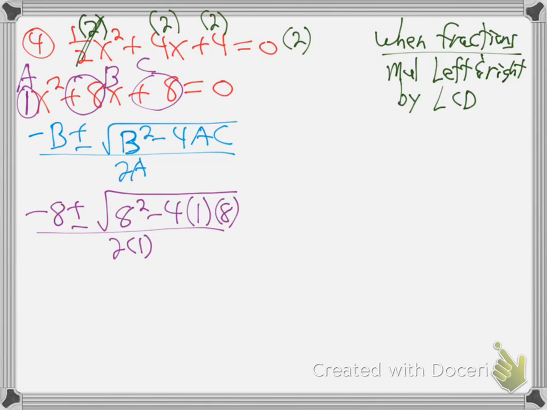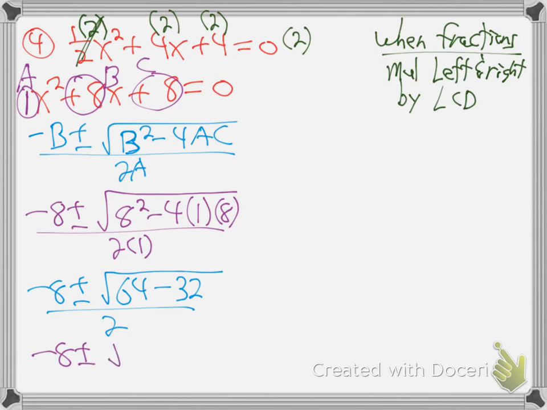Okay, next comes negative 8 plus or minus square root of 64 minus 32 all over 2. And so that is what? Negative 8 plus or minus square root of 32 over 2, right? 64 minus 32 is 32, right? Kind of bring it up here.